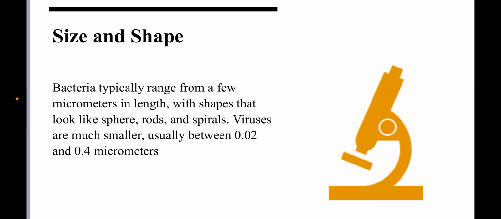Now we will talk about the size and the shape. Bacteria typically range from a few micrometers in length, with shapes that look like spheres, rods, and spirals. Viruses are much smaller, usually between 0.02 and 0.4 micrometers.